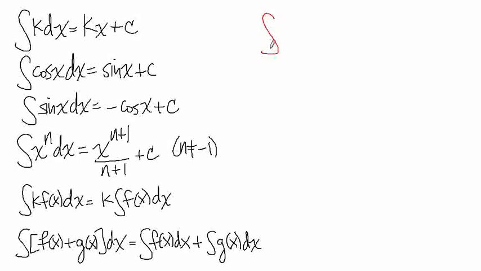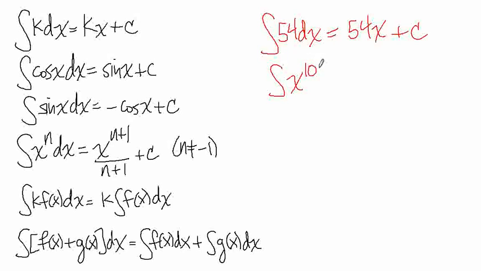The antiderivative of 54 with respect to x is equal to 54x plus the constant of integration. I used the first formula to solve that one. The antiderivative of x to the 10 with respect to x is x to the 11 divided by 11 plus the constant of integration. I used the fourth formula to do that one.